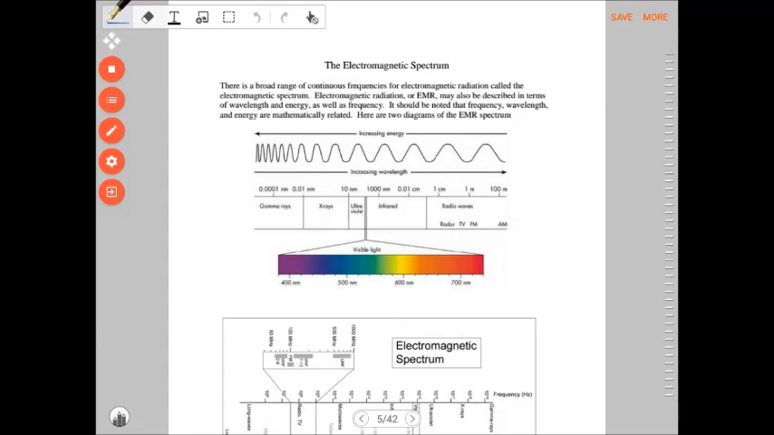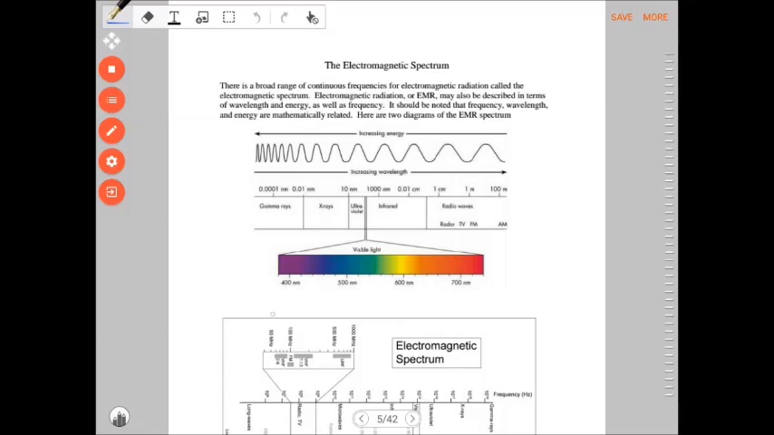So let's talk now about the electromagnetic spectrum. There is a broad range of continuous frequencies for electromagnetic radiation called the electromagnetic spectrum. Electromagnetic radiation, or just EMR, may also be described in terms of wavelength and energy as well as frequency. It should be noted that frequency, wavelength, and energy are all mathematically related. So here are two diagrams of the EMR spectrum.